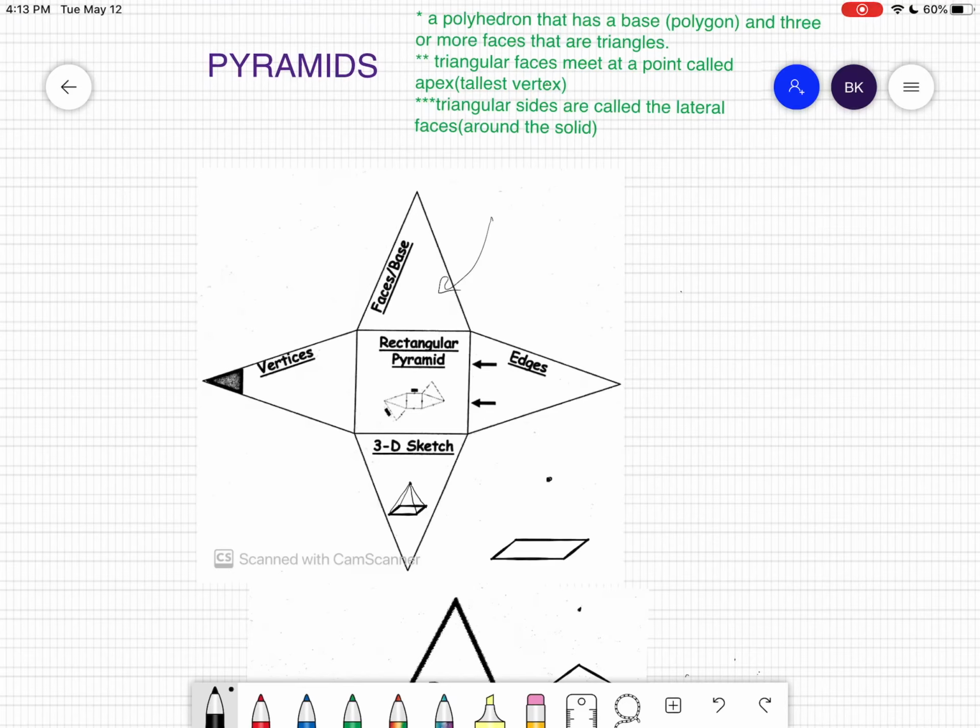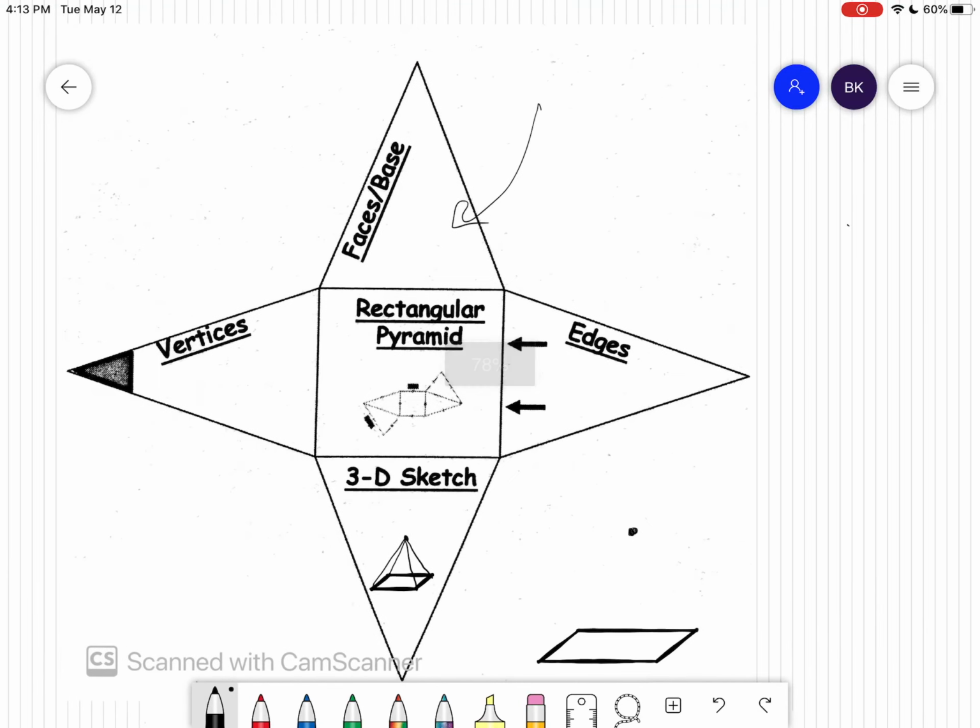Because remember, bases are identifying the names for our 3D solids, 3D shapes. So since it's a rectangle, it's going to be a rectangular pyramid. And how do I know it's a pyramid? Well, because I only have 1 rectangle and 4 triangles. That's why it's going to be a pyramid. Remember, in pyramids, we don't have sides that are parallel to each other. Okay, we have 1 base and 4 or 3 sides depending on the base.